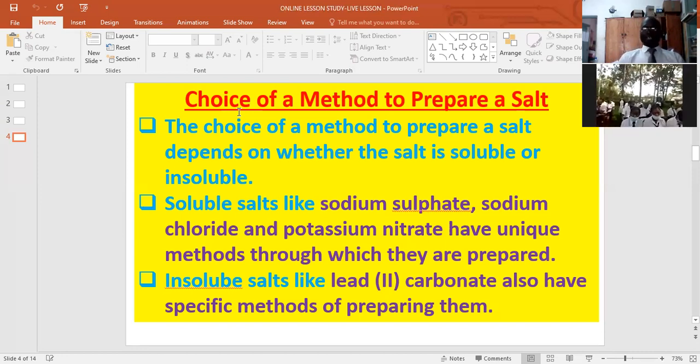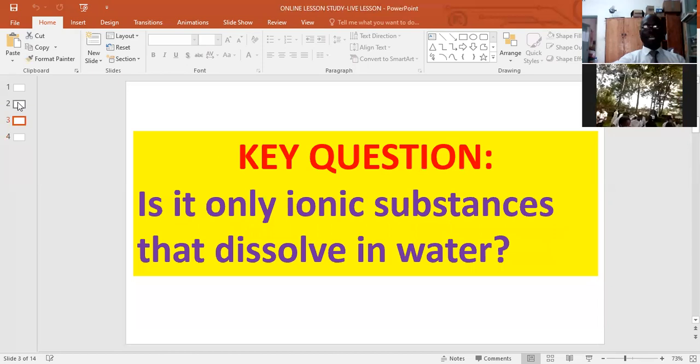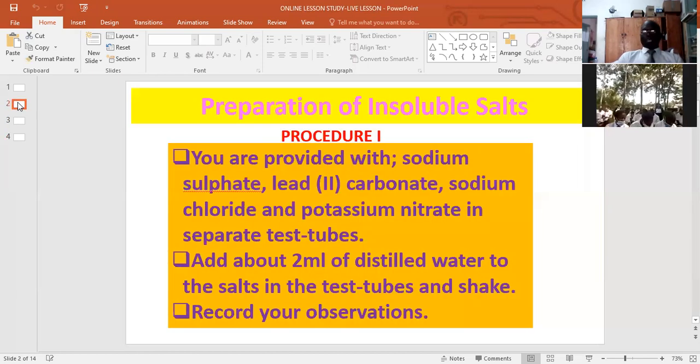I think I've given you salts like sodium sulfate, sodium chloride, and potassium nitrate. So if I may go back to the slide, initially where we had the procedure 1, as you are trying to add water to those salts, sodium sulfate, did it dissolve or was it insoluble?